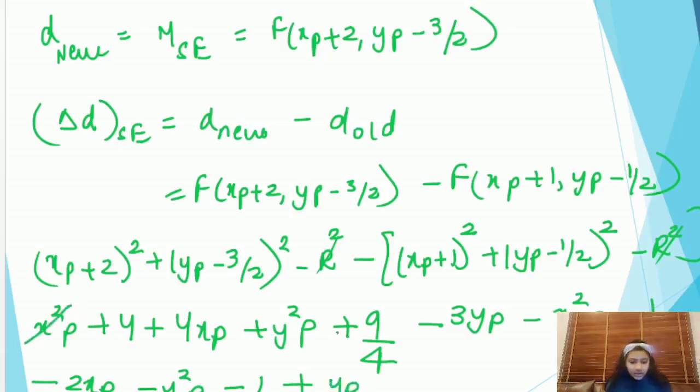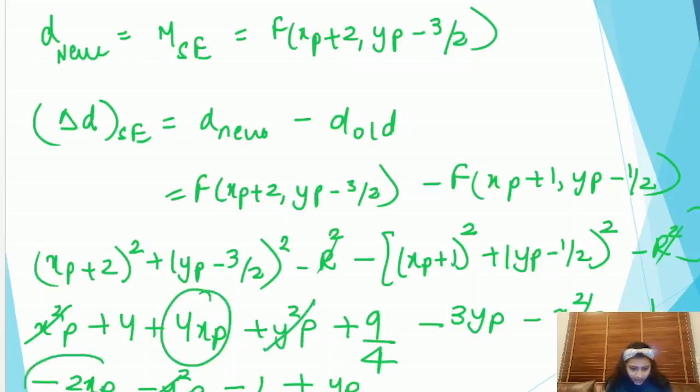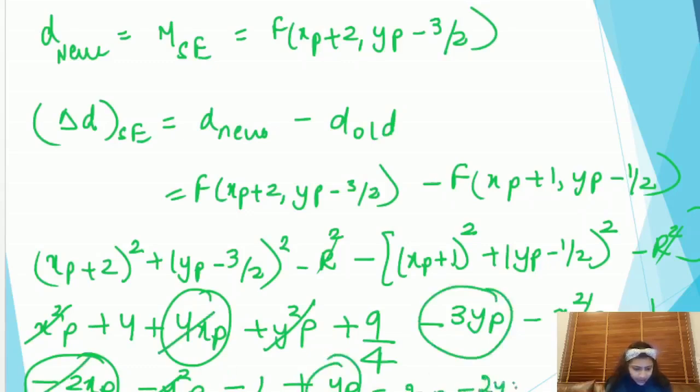So now this is cancelled, this is cancelled, this is cancelled, this is cancelled. From 4xp and minus 2xp, we are left with twice of xp. Minus 3yp and plus yp, we are left with minus 2yp.